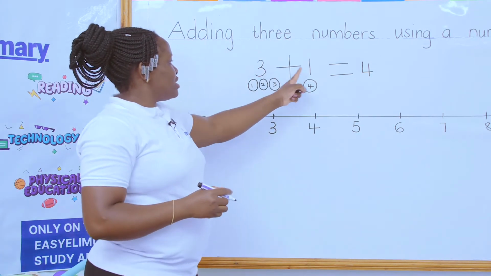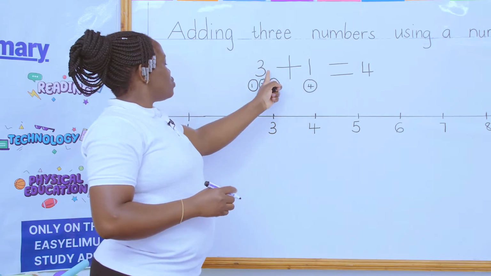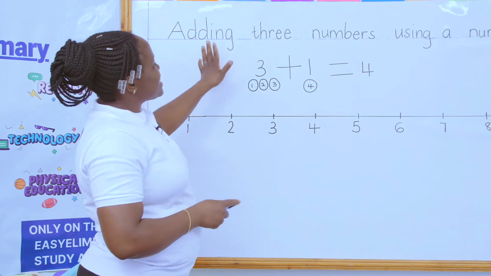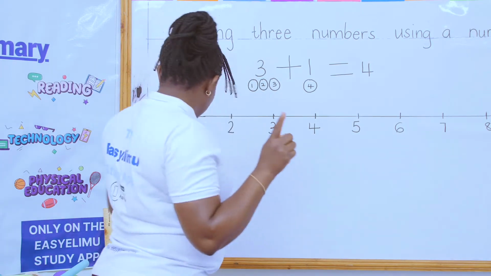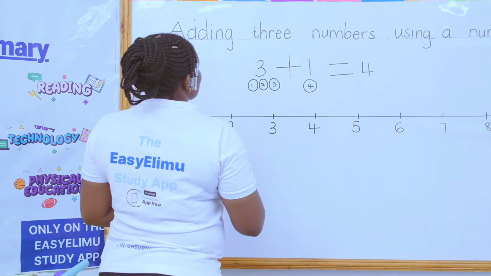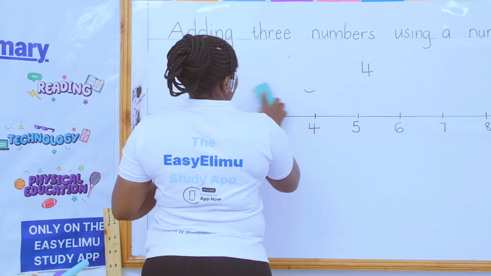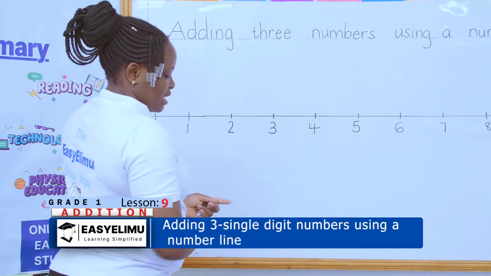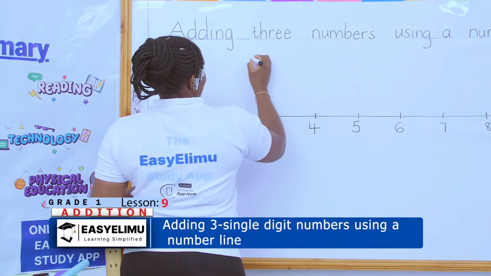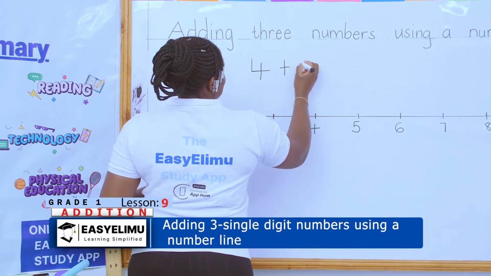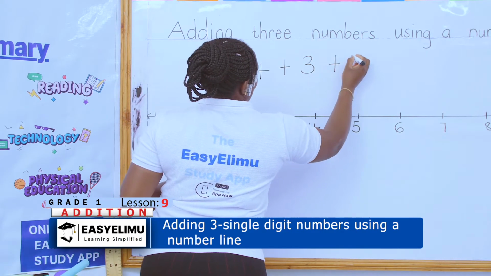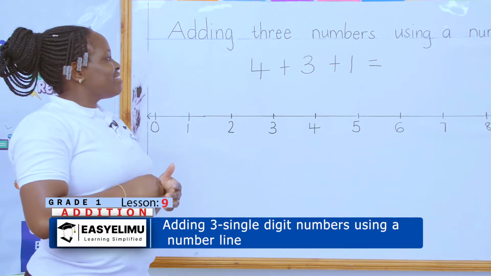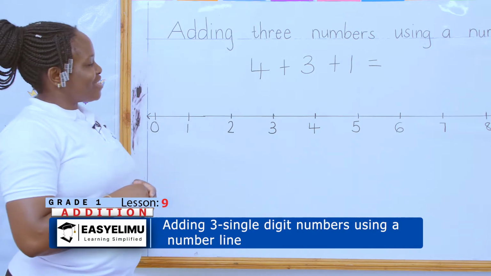And these were 2 1-digit numbers. We even did adding 2 numbers using a number line. But today we want to do adding 3 numbers. For example, I've been given here 4 plus 3 plus 1 equals to.